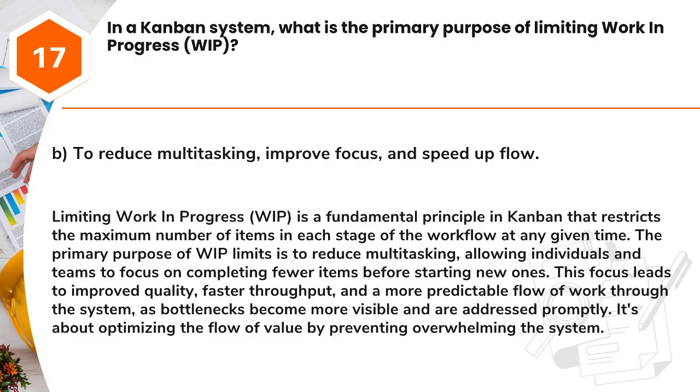The primary purpose of WIP limits is to reduce multitasking, allowing individuals and teams to focus on completing fewer items before starting new ones. This focus leads to improved quality, faster throughput, and a more predictable flow of work through the system, as bottlenecks become more visible and are addressed promptly. It's about optimizing the flow of value by preventing overwhelming the system.